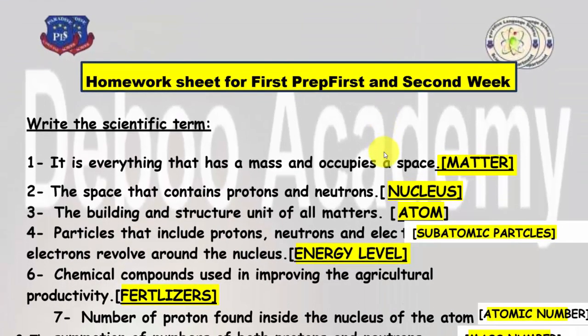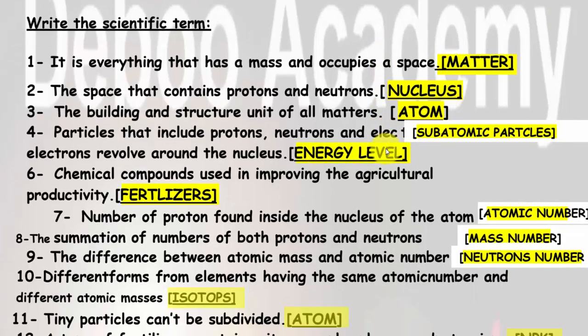Let's move to the homework sheet for the first and second week. Write the scientific term. Everything that has mass and volume: matter. The space that contains proton and neutron, we call it the nucleus. In the middle, it contains positive protons and neutral neutrons. The building and structure unit of matter, we said it before, is the atom, the smallest building unit of matter. Particles that include proton, neutrons, and electron are called subatomic particles.